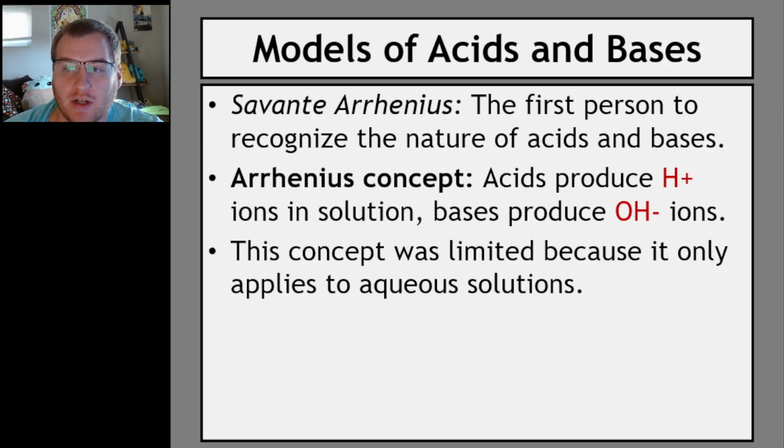Acids, when you put them in water, make H+ ions. That's what actually makes it acidic and what actually makes its pH go low. And then bases are very similar. They produce OH- ions. Okay.